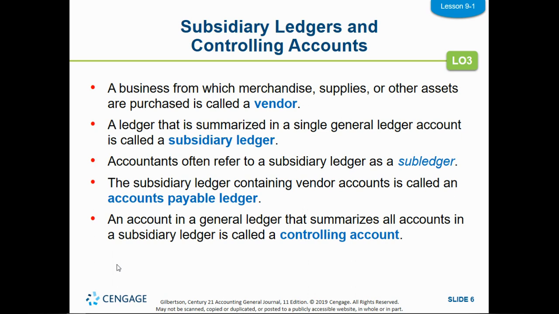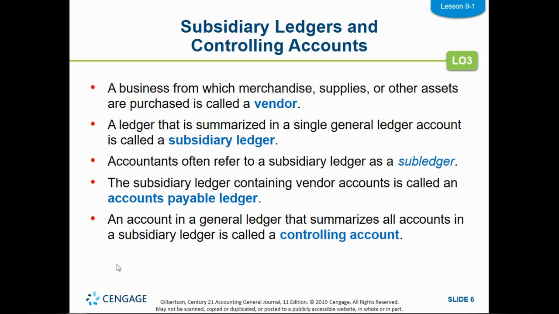A lot of times when you buy from a vendor to put stuff into your store or online to sell to customers, you pay for that at a later date and you don't pay for it up front. In chapters 1 through 8, we call that accounts payable. When you are doing a merchandising business with multiple vendors, it's easier for the paperwork and the bookkeeping to put all of those vendors in their own ledger. We call that a subsidiary ledger, sometimes also called a subledger.